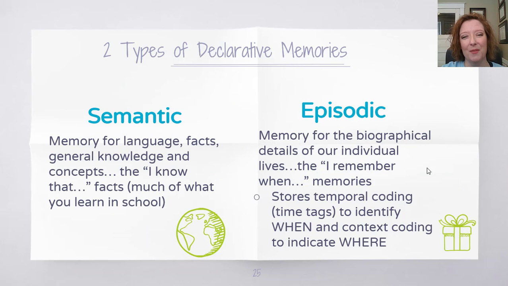And there are two types of declarative memories. There's semantic, which is memory for language, facts. It's kind of your general knowledge, and it's the stuff that you know. It's a lot of what you learned in school. It's factual. Episodic memory is memories for biographical details of our individual lives. So it's kind of the telling the story type of memories. Episodic memories store temporal coding. They're kind of like time tags to both identify when the memory occurred as well as where. Kind of contextual information there.